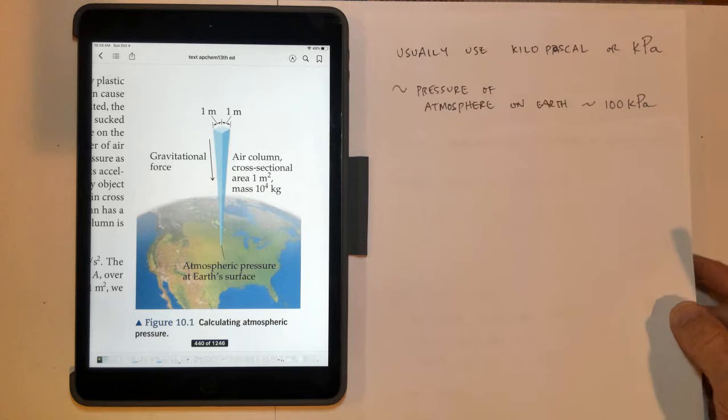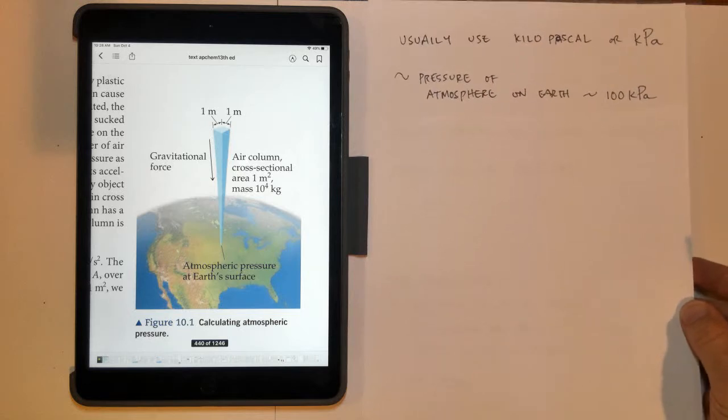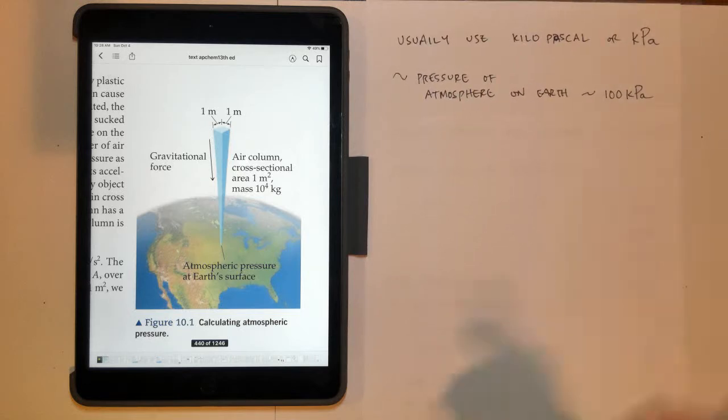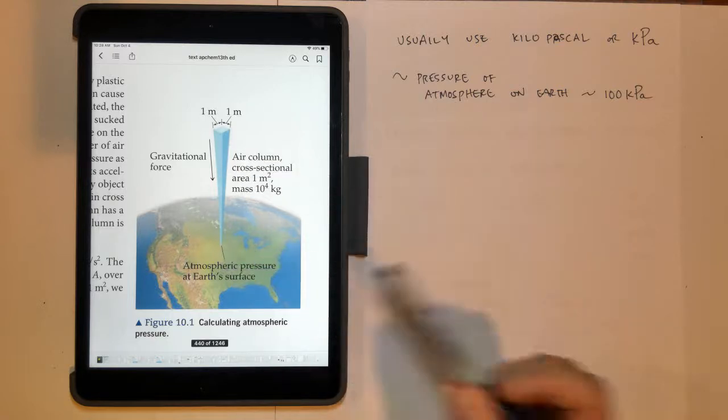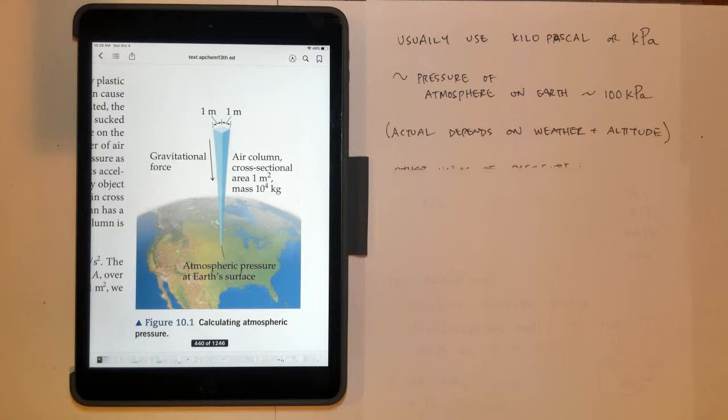We usually don't just use the Pascal, we usually use the kilopascal, kPa, which is 1,000 times bigger than a Pascal because it's easier rather than putting like 10 to the 4th or 10 to the 5th. And the pressure of the atmosphere on Earth, this cross-sectional area right here, is around 100 kilopascals.